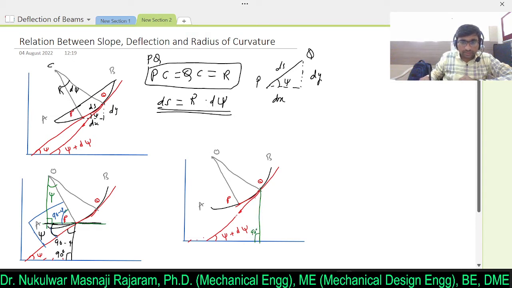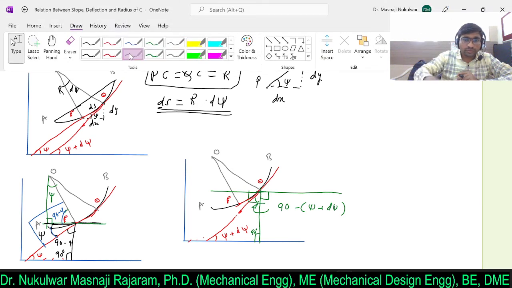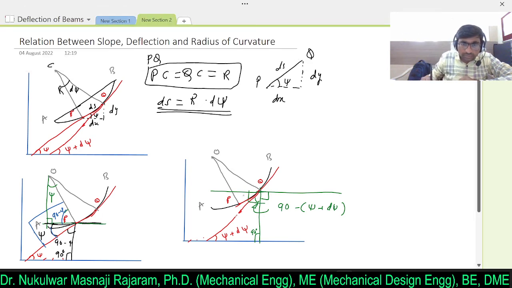Clear? So what will be this angle? This angle will be 90 minus psi plus del psi. Simple. If you draw one horizontal line, this angle we have evaluated, that is 90 minus psi. So we can say this is 90, this is also 90. Clear? So I will say this angle is 90 minus psi minus del psi, this is 90. So what will be this angle? This angle will be psi plus del psi. Simple.